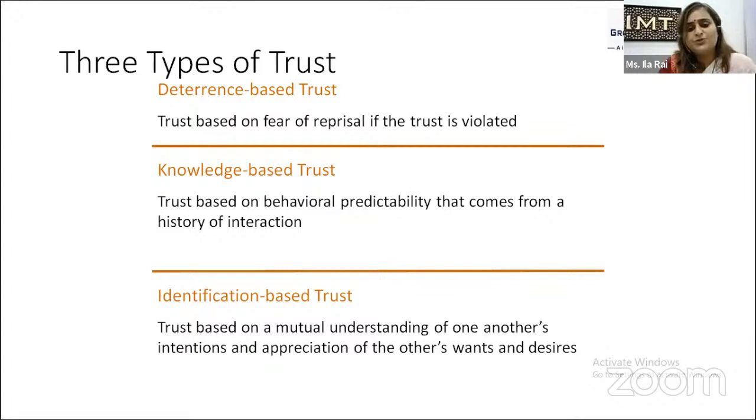The second type of trust is knowledge-based trust. Knowledge-based trust means that trust is based on predictability, based on the history of interaction. So an individual trusts another person because of their past history of interaction, and they know that they have shown signs of trust, and therefore in the future also they can show trust in them. The third type of trust is identification-based trust. It means that the trust is based on mutual understanding of one another's intention. So you understand what the other person's intention is, you agree with that person's intention, and then you provide them trust.